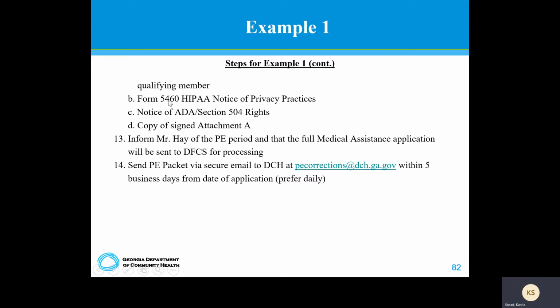A copy of the 5460, all of the pages, a copy of the notice of ADA, and then a copy of the attachment A. We'll let him know what his PE period is and that his full application will be sent to DFAX for processing, and you need to send the PE packet to DCH within 5 business days. So that is your step-by-step process that you need to take.